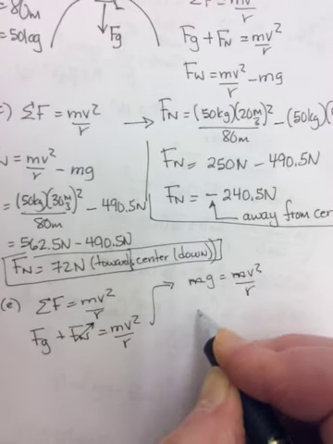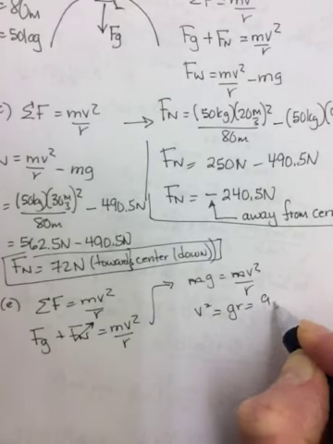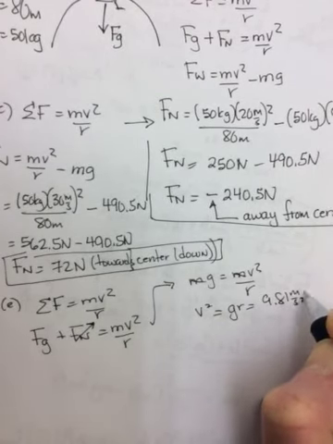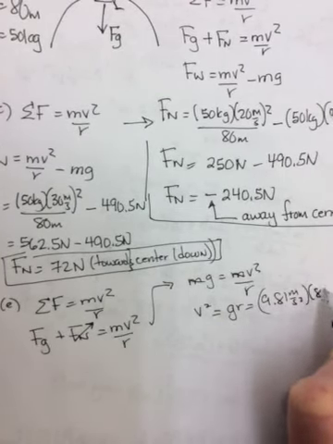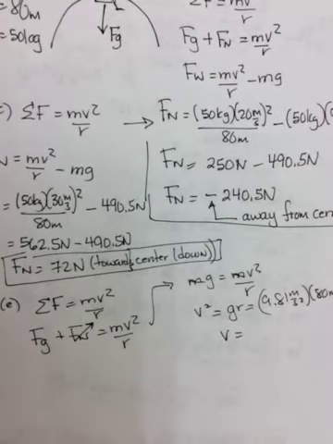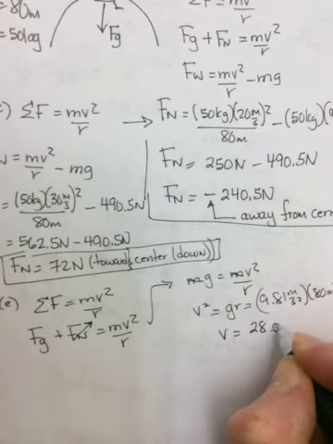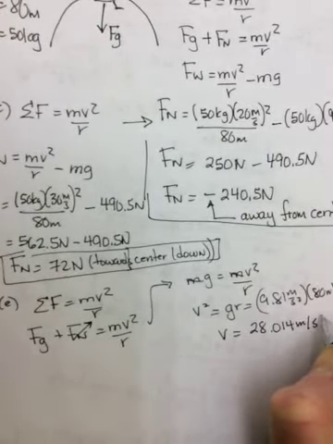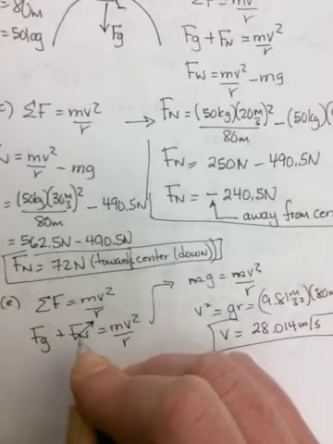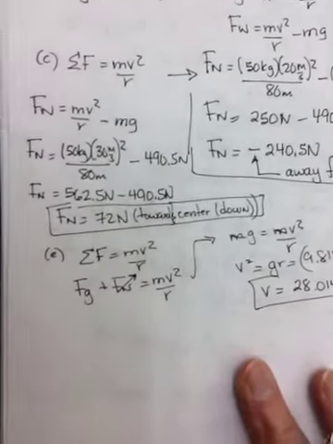The m's will cancel. V squared will be equal to g times r. So 9.81 meters per second squared times 80 meters. And then don't forget to take the square root. And what do you get? Is it something like 28.014 meters per second? Okay, that's when you'll be weightless. When the seat isn't pushing up on you and the bar or the seat belt isn't holding you in.